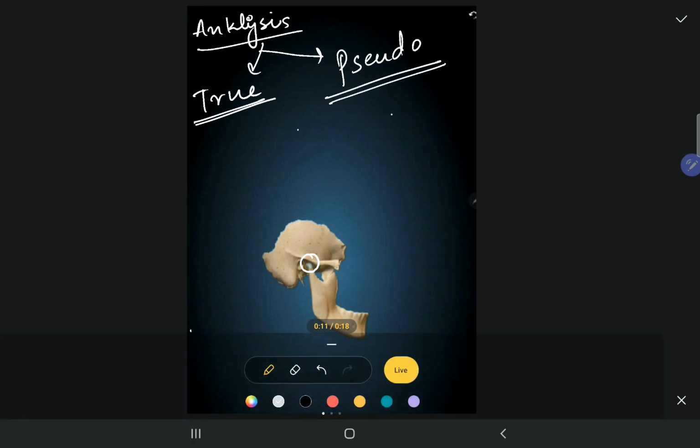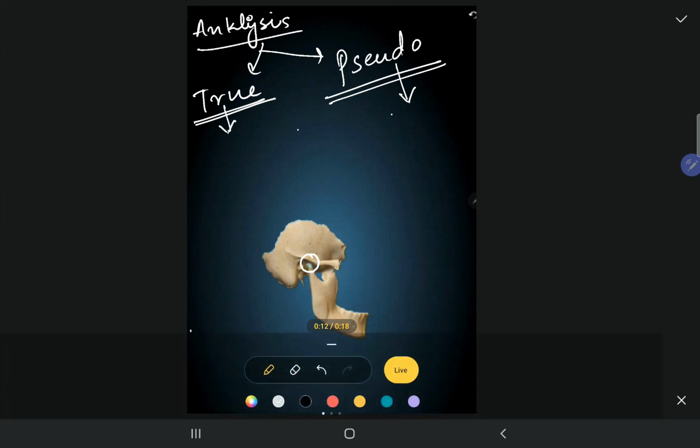Instead, it can be due to fibrosis of the temporalis muscle, or due to myositis ossificans, where the muscles start acting like bone and become very hard. Or if there is a scar contracture. All these cases can be examples of pseudoankylosis. That means it is not a bony union between the glenoid fossa and the condylar head.